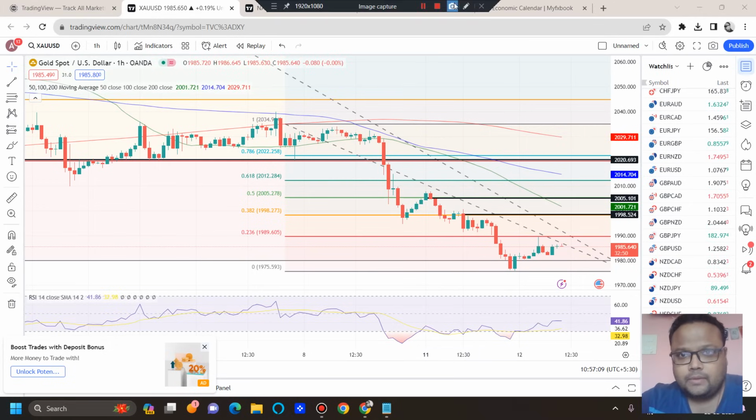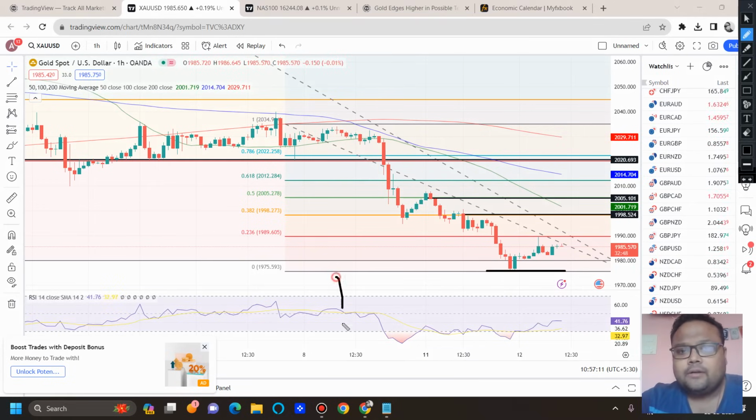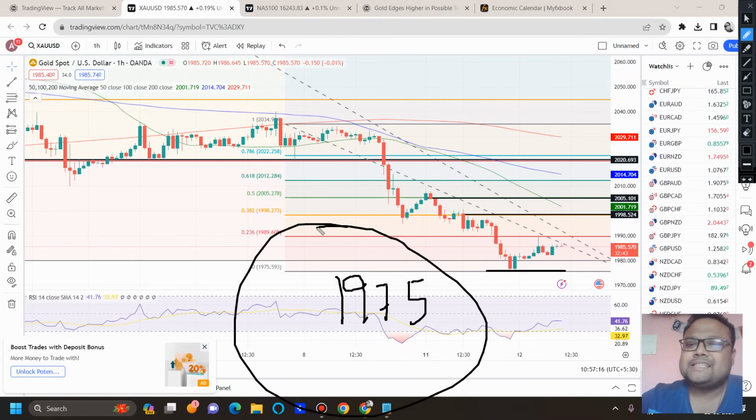Similarly, if you see the market going down, or if you see the market breaking 1975, then you can also go for a sell below 1975 as well. But keep in mind, you need to be a little careful, because for any breakout or breakdown trades, what do we need? Volume.